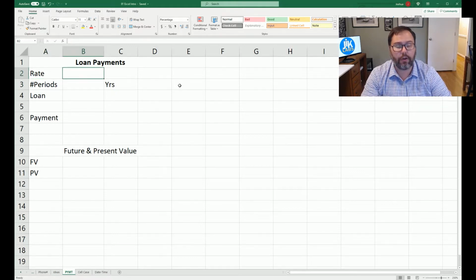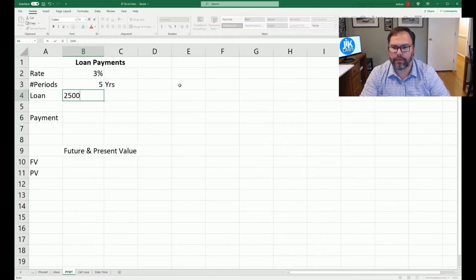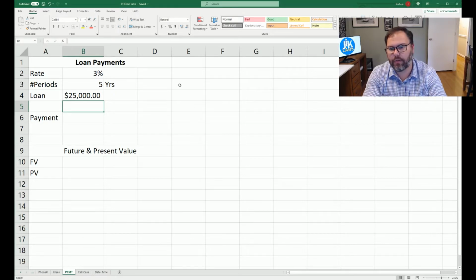First thing is we need to know what the interest rate of the loan is going to be. So right now we're going to say a 3% loan. We're going to borrow the money for 5 years, and we're going to borrow $25,000. So that's all great. I'm borrowing $25,000 over 5 years at 3%. So what does that mean to me on a monthly payment?